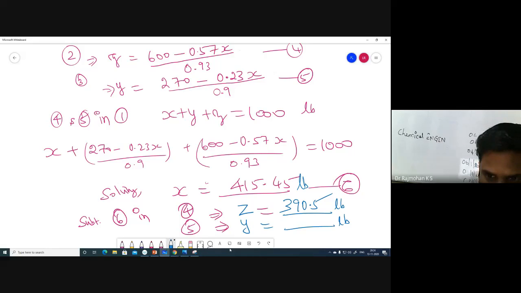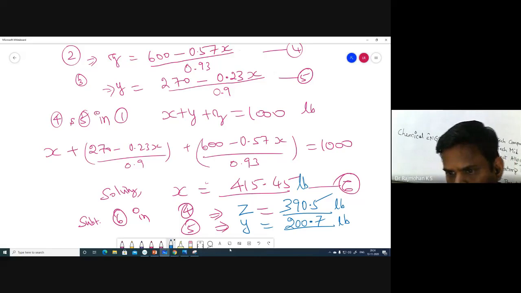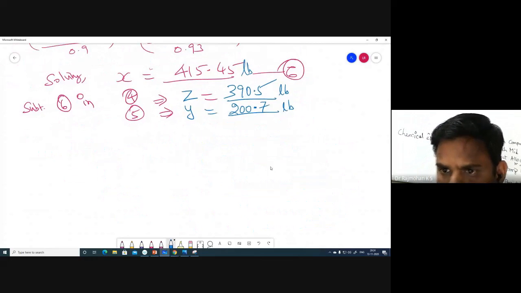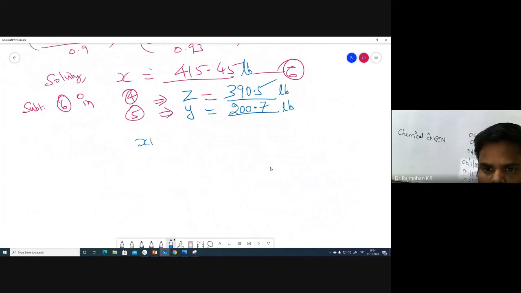Similarly, the y value you will get, if you substitute this in this equation, 270 minus 0.23 multiplied by 415.45 divided by 0.9 gives us the value of 200.7. Okay, so x plus y plus z total should be equal to 1000. That also you can verify. Remember, verification, x plus y plus z equal to 1000. You add these three, if it is coming to 1000, then we have calculated correctly.